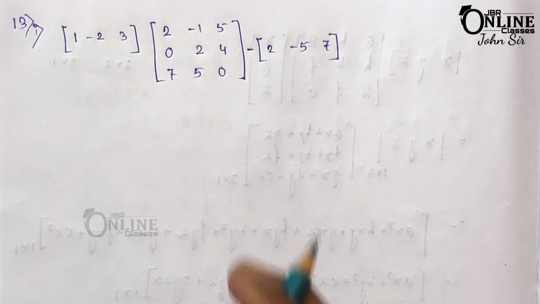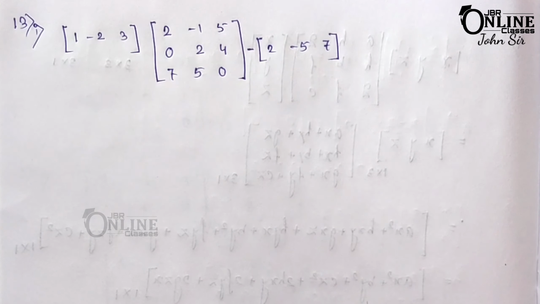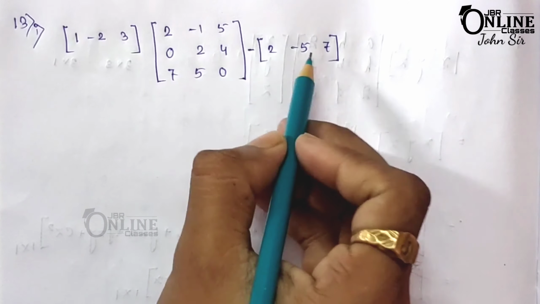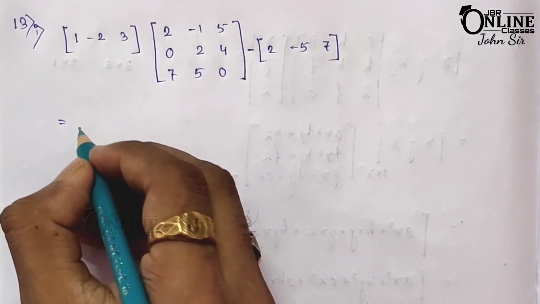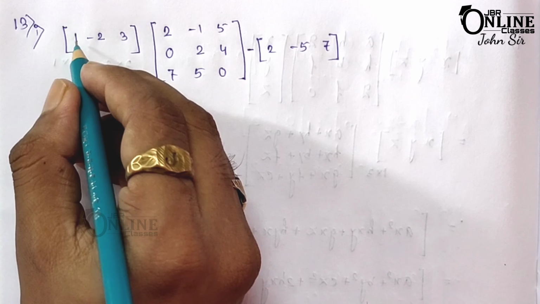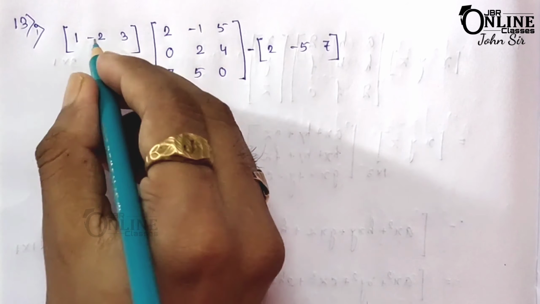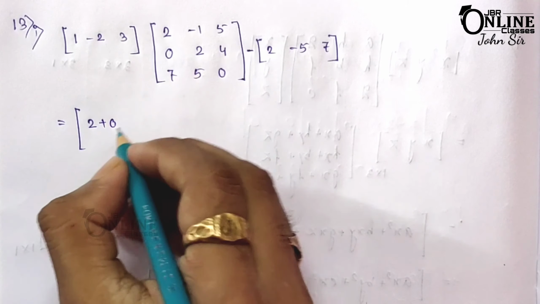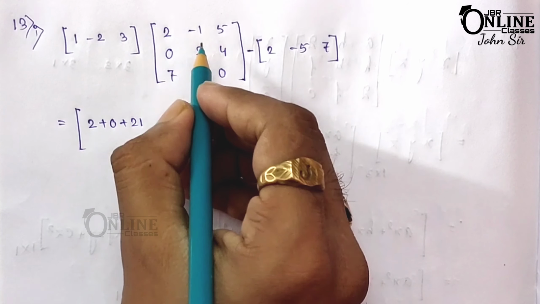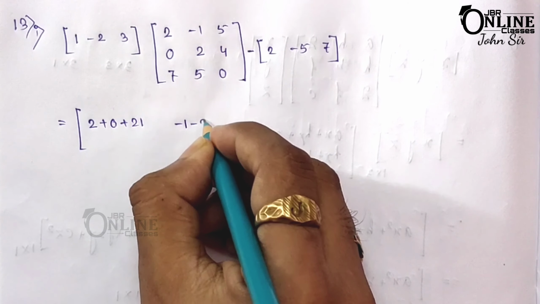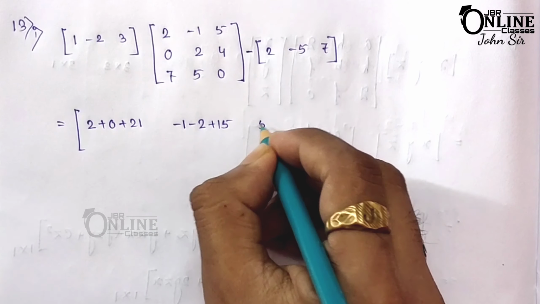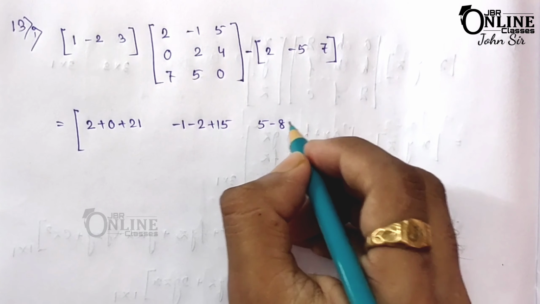Now sum number 13, part 1. So here in sum number 13, write the following as a single matrix. So that means first here you have to multiply these two matrices and then subtract this matrix from the product matrix. So as here 2 into 1, it will be 2, then 0, so it will be plus 0, and then last one 7 into 3, that equal to 21. So first element. Next minus 1, then minus 2, and then 15 as the second element, and the last one it's 5 minus 8, and the last one will be 0.